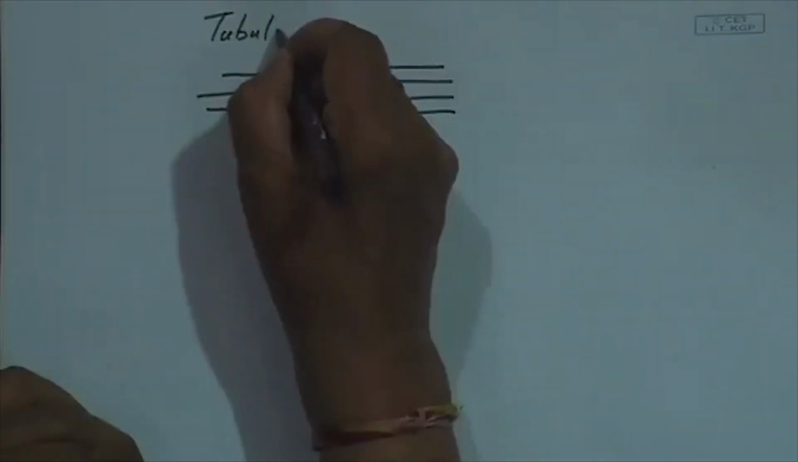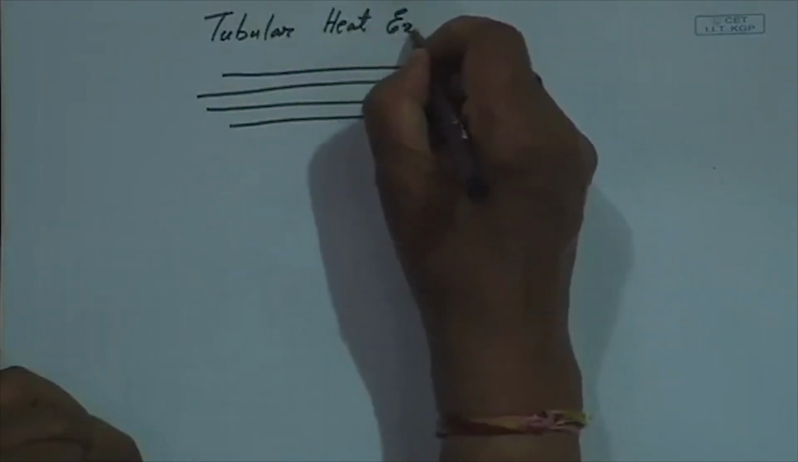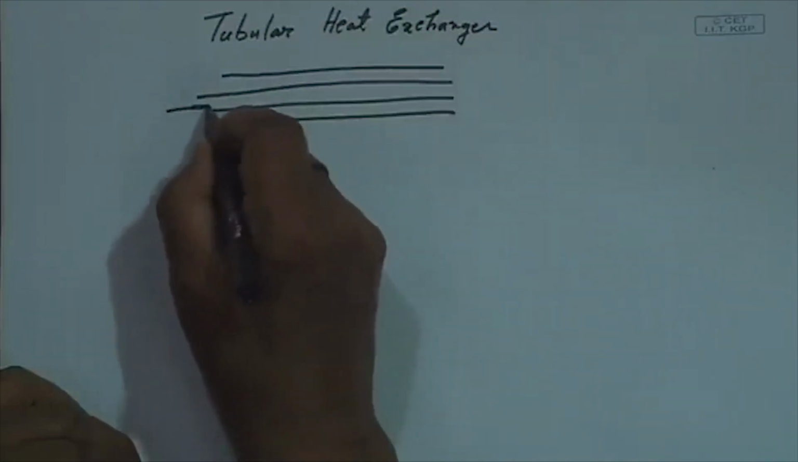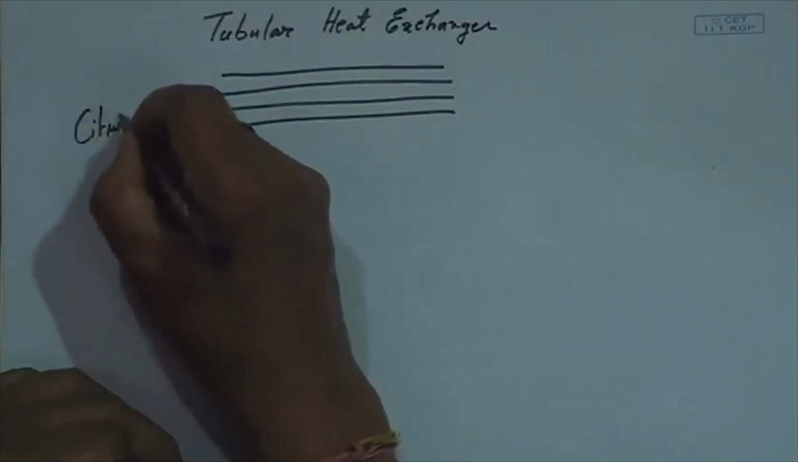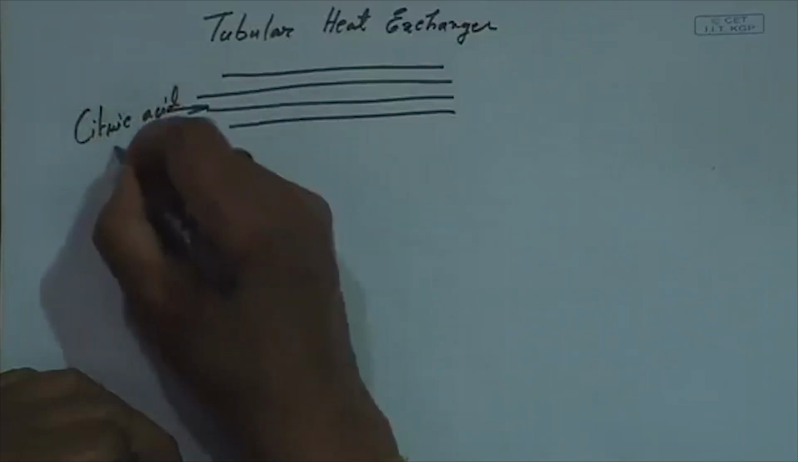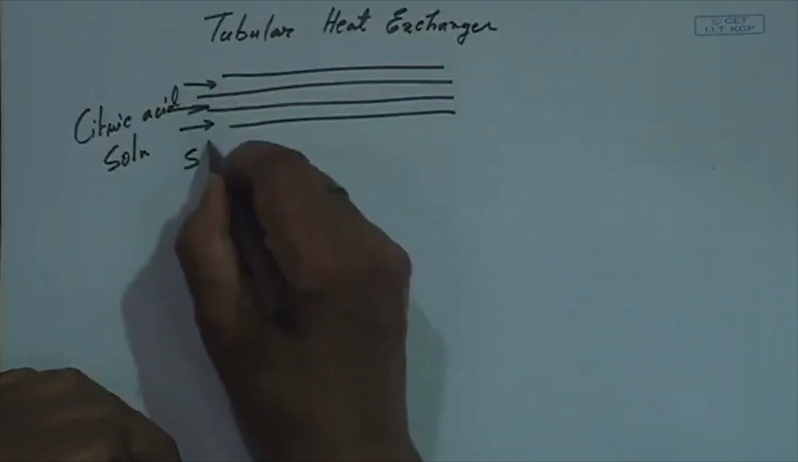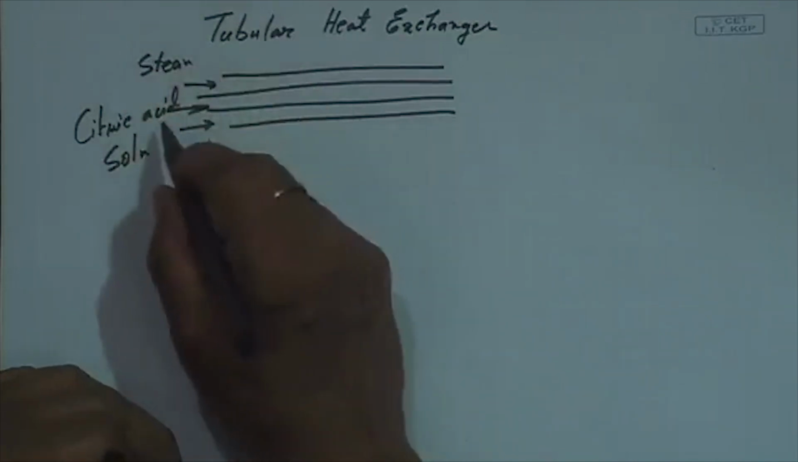Now, the question comes, how do you do it in the industry? What we have is a tubular heat exchanger. Suppose we pass our citric acid solution here, and here we pass the steam. Let us assume this is the steam in the annular space. So, when we pass them together, what will happen?